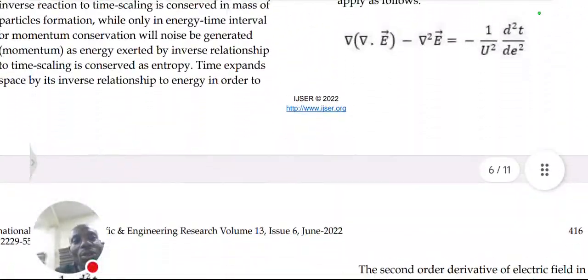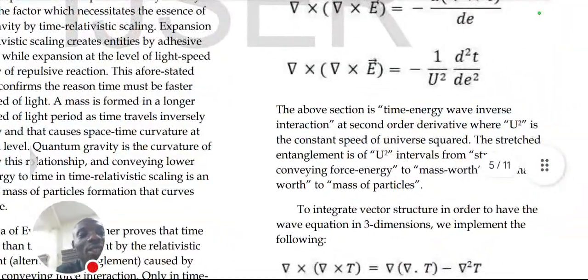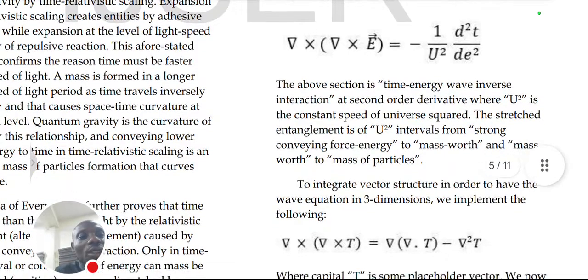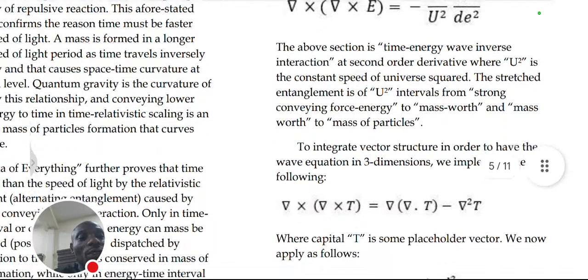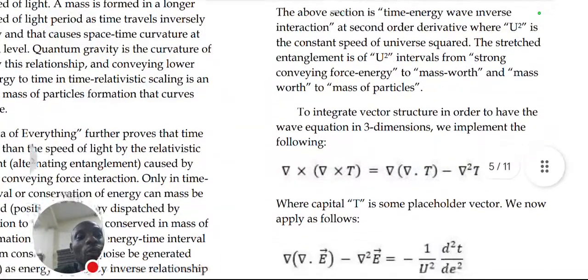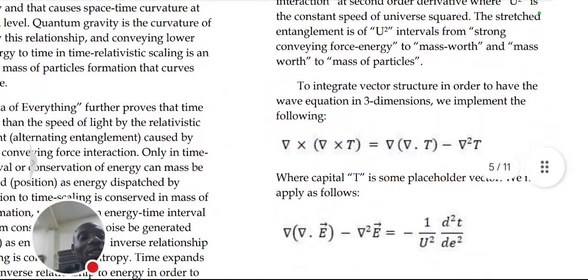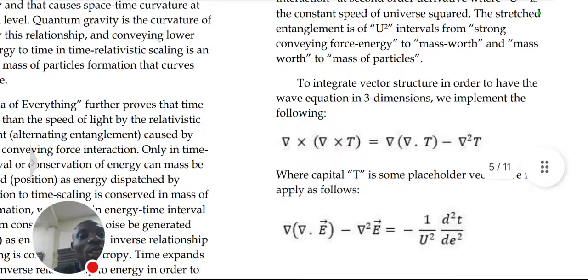If I should read this, it says the above section is the time energy wave inverse interaction at second order derivative, where u squared is the constant speed of the universe squared. The stretched entanglement is of two squared intervals from strong conveying force energy to mass watt and mass watt to mass of particles. To integrate vector structure in order to have the wave equation in 3 dimensions, we implement the following.